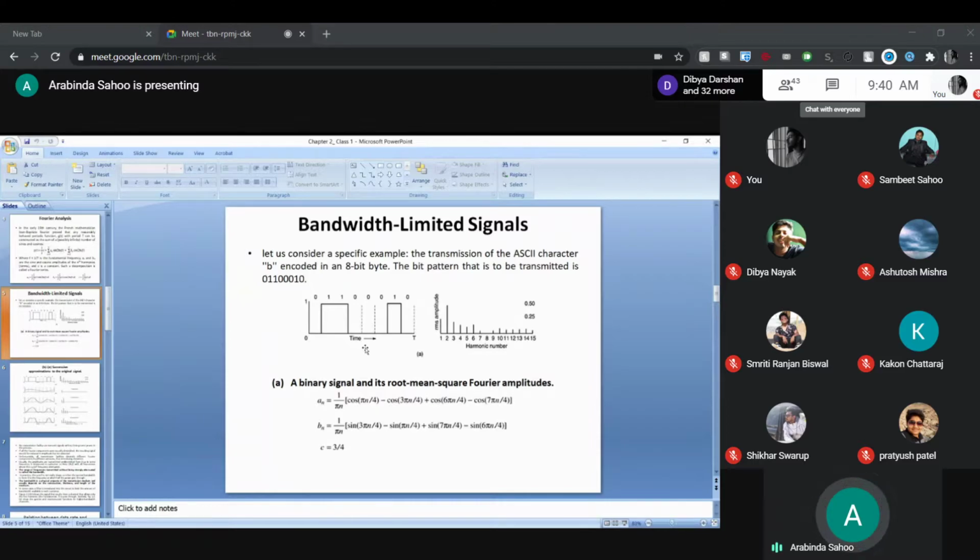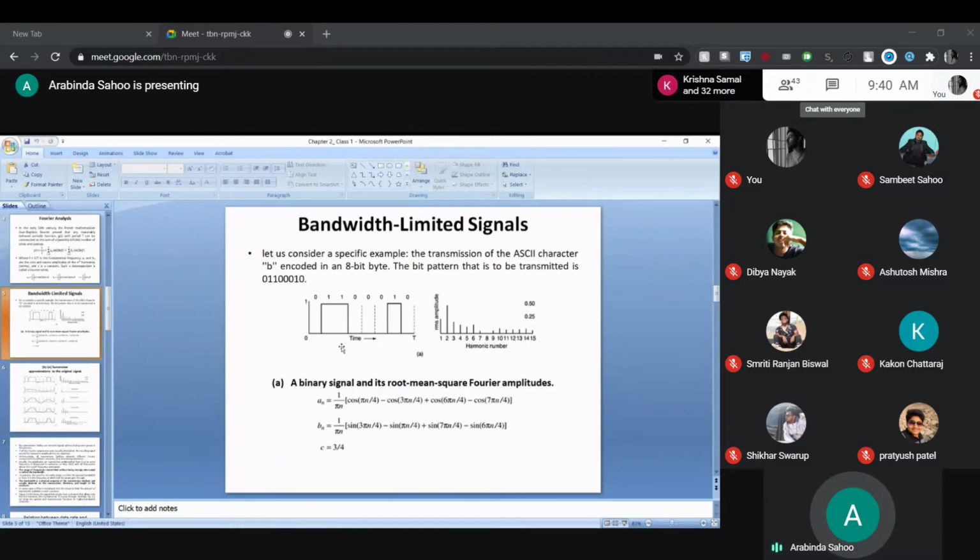Okay, so if you represent this binary representation in the form of an electrical pulse, because you are transmitting this 0 and 1 in the form of an electrical pulse. Suppose you represent 0 by 0 voltage and 1 by 1 voltage.